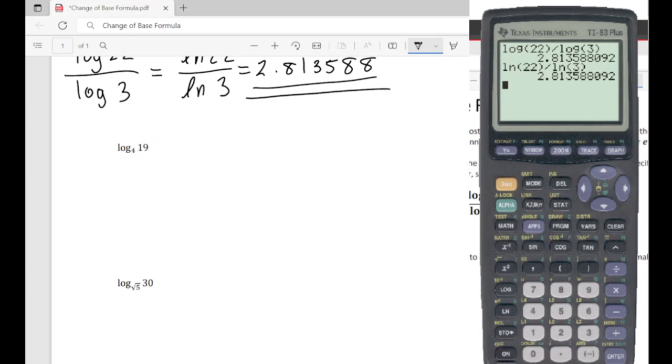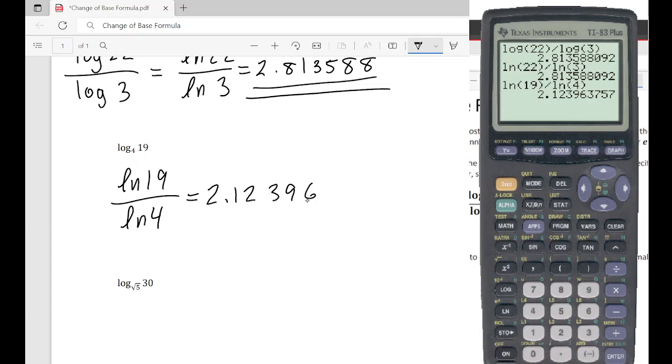Next, I have log base 4 of 19. And again, I'm going to go with what I prefer to use. I'm going to use ln. So I'm going to get ln of 19 over ln 4. So what is that? I have no idea. That's what this is for. Use the calculator to do the heavy lifting. So ln 19 divided by ln 4. Again, close parentheses. I got to emphasize that. And we get this, 2.123964 as our answer.